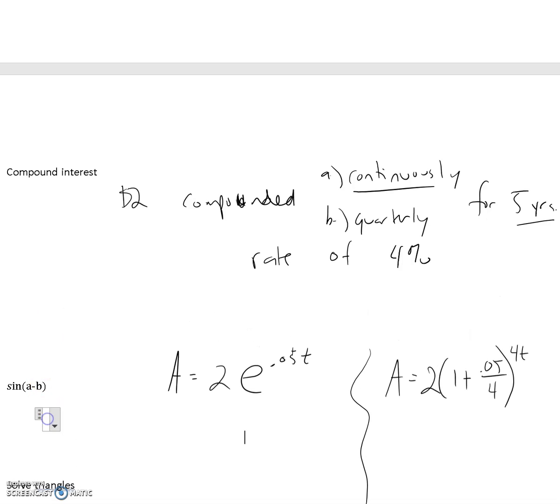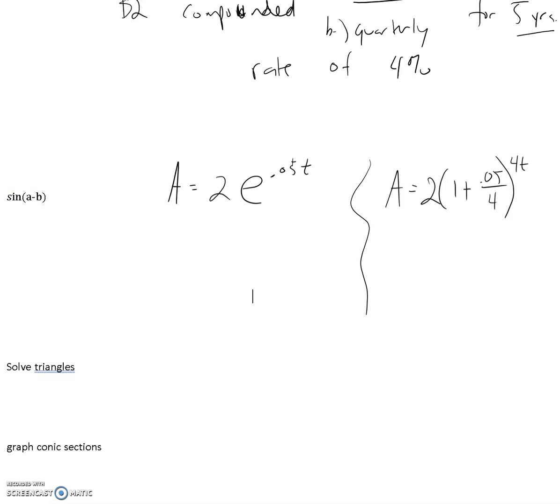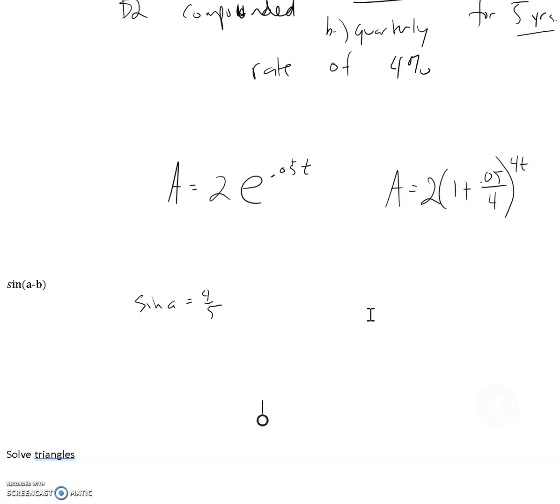Okay, what else we got here? I have a note to myself, sine of a plus b. That means, oh, this one, a lot of people got this one wrong. I remember this one. What if I say the sine of a is 4/5 and the cosine of b is -1/3. And I want you to find for me the sine of a minus b.